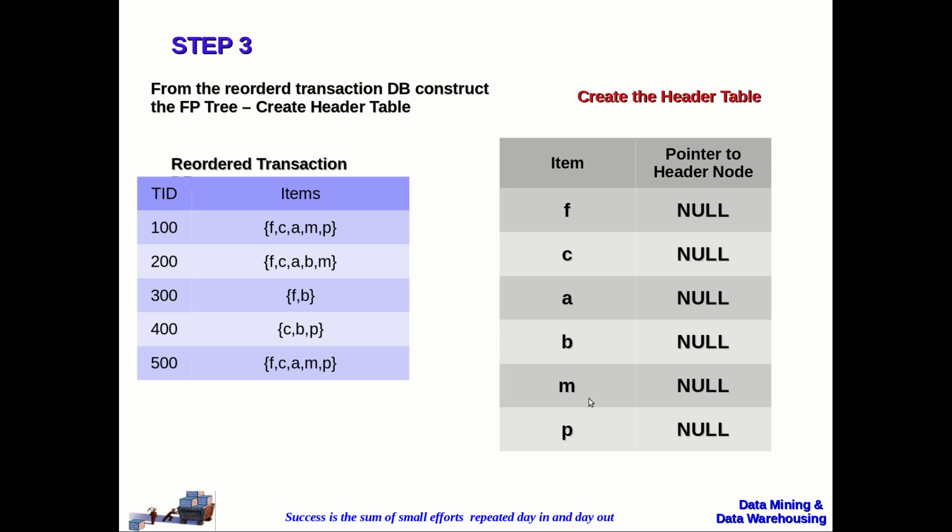These are the different items we have here in the reordered transactions, and initially in the header table all the items will have a null pointer because we have not yet created any node. So this will be your header table. Creating the header table is step 3 for the construction of the FP tree.